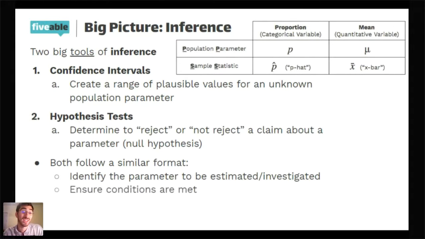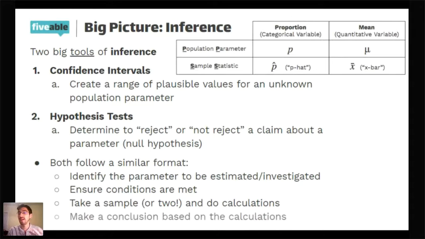We're going to ensure that the conditions are met. We've got some conditions that we need to ensure are true so that all our math is right. And then we'll actually take our sample or two and do some calculations and make some kind of conclusion. In the case of hypothesis tests, there are four main steps that you need to do. And they are these guys.